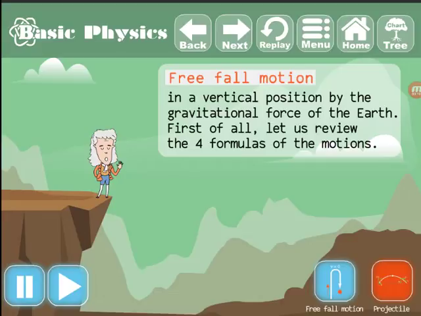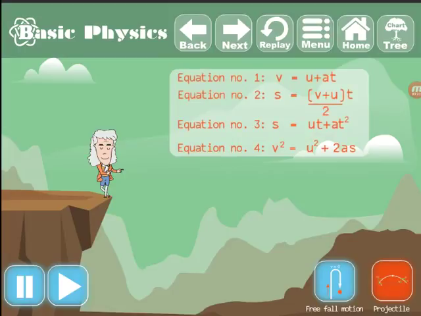Free fall is the motion in a vertical position by a gravitational force. First of all, let's review the 4 formulas of motion, which include equation number 1, V equals U plus AT. Equation number 2, S equals (V plus U) times T over 2. Equation number 3, S equals UT plus half AT squared. Equation number 4, V squared equals U squared plus 2AS.